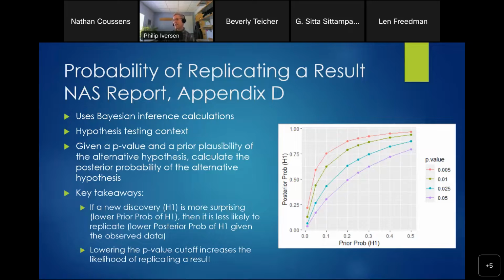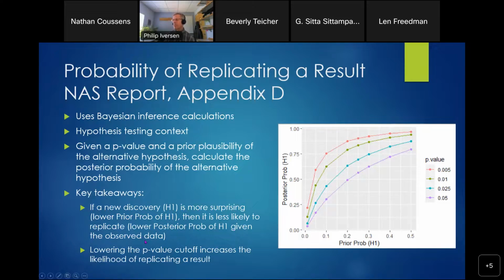And so the key takeaways are, if you have a new discovery, hypothesis 1, let's say, that's relatively surprising to you, that corresponds to a lower prior probability of that hypothesis being true. And in that case, it is actually less likely to replicate in your next experiment. It has a lower posterior probability of being true given your next set of observed data. Actually, that's given the current observed data.